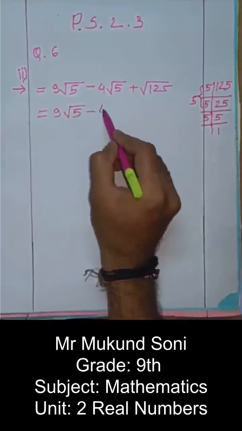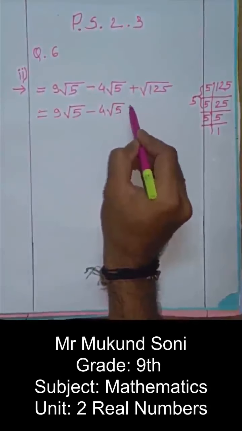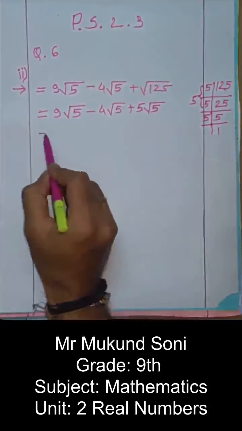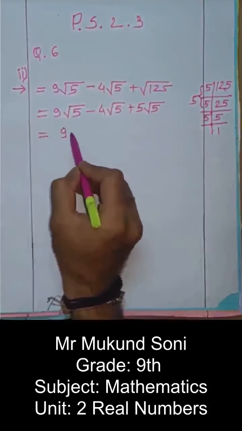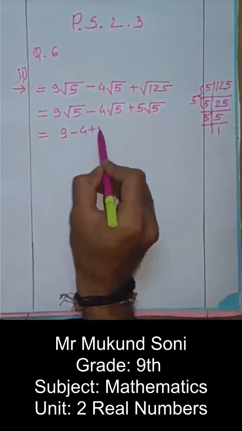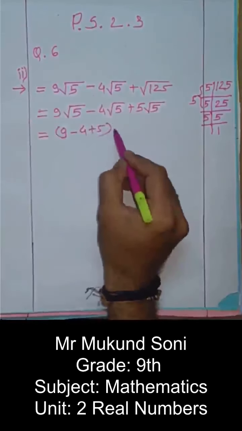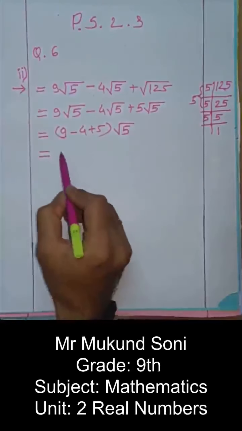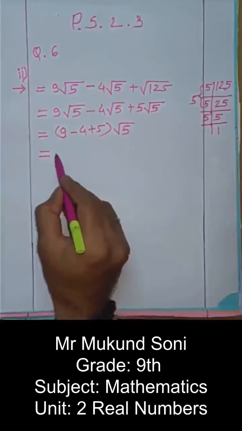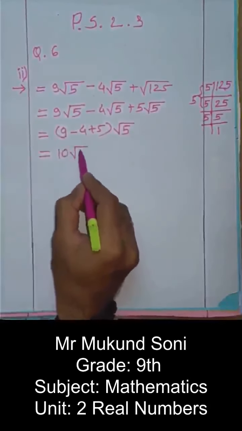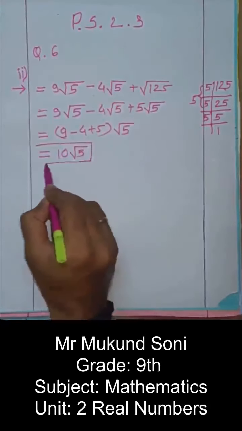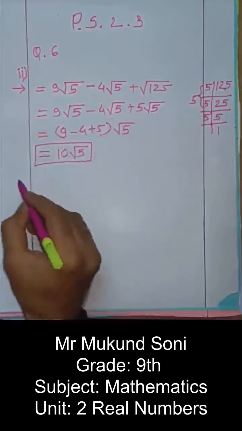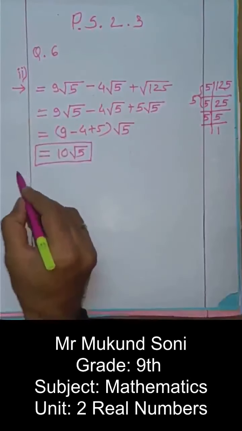Then it will be rewritten as plus 5 root 5. Now take the surd common. So inside the bracket you will get 9 minus 4 plus 5, and root 5 in common will be outside. Now the answer is 10 root 5. So even if there are multiple numbers, when you go with patience, you can easily find the answer.